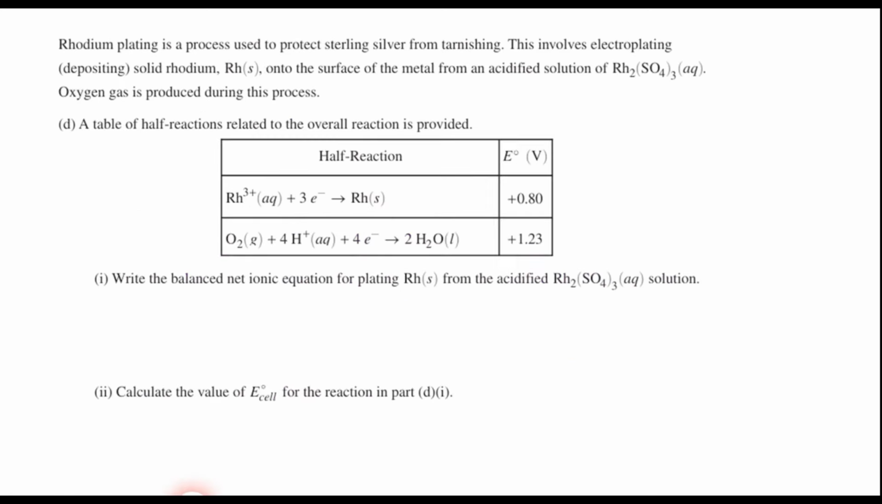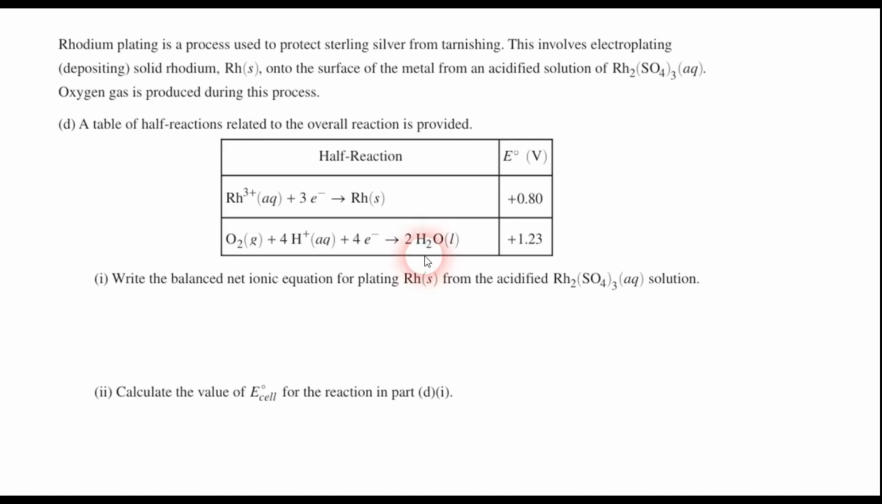All right, let's move on to the next part here, and we're going to talk about rhodium. So here's an element we don't discuss every day. Rhodium plating is a process used to protect sterling silver from tarnishing. This includes electroplating, or depositing solid rhodium onto the surface of a metal from an acidified solution of rhodium-3 sulfate solution. Oxygen gas is produced during the process.